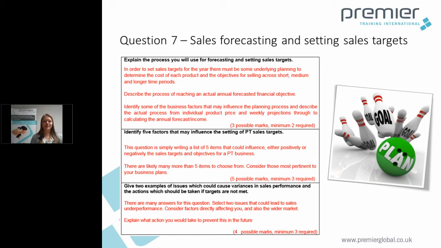The last question on this page wants you to think of 2 examples of issues which might cause some variance in your sales performance, so basically not hitting your target. And if that happens, what would you do? So an example may be you haven't had any new leads this month because you haven't gone out to generate new business. You haven't put your marketing plan into action.